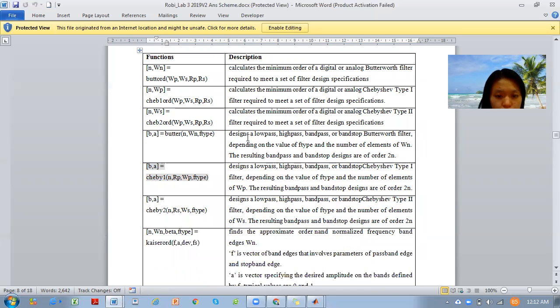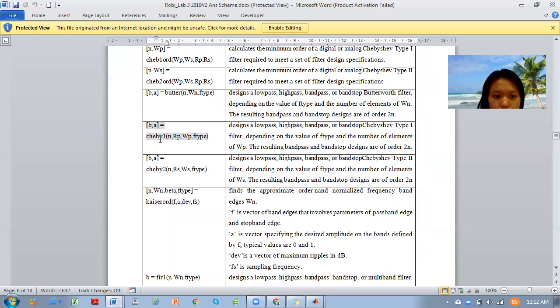And this one is to design a Butterworth filter, BUTTER. It designs a low pass, high pass, band pass, or band stop Butterworth filter. Here we can set it with the filter type, whether it is low pass, high pass, band pass, or band stop.